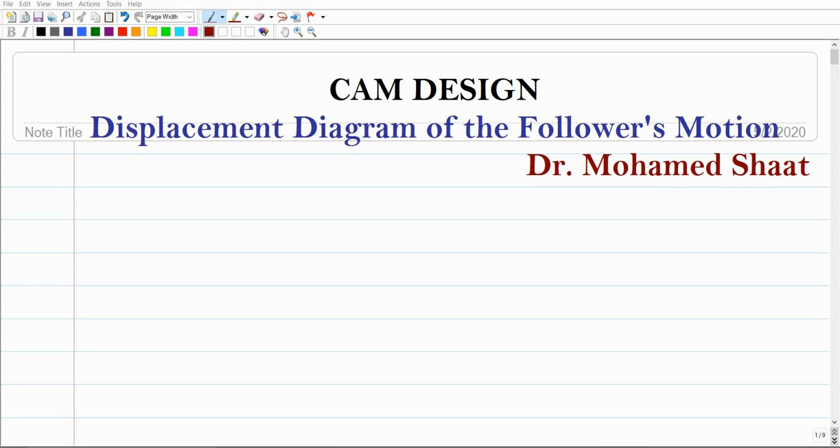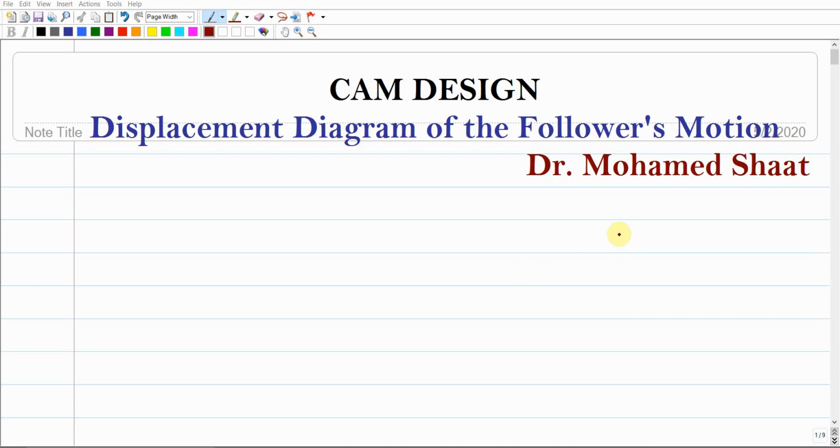So what I'm going to do in this video is show you how we can represent the displacement diagram of the follower motion and graphically represent these different types of follower motion that we discussed in the previous video. To work graphically, we have to specify a scale for our drawing. The displacement diagram includes the horizontal axis, the theta axis, and the vertical axis, the y-axis, which represents the lift, the rise, the return, or the displacement in general of the follower. So we have to specify a certain scale by which we are going to draw the displacement diagram.